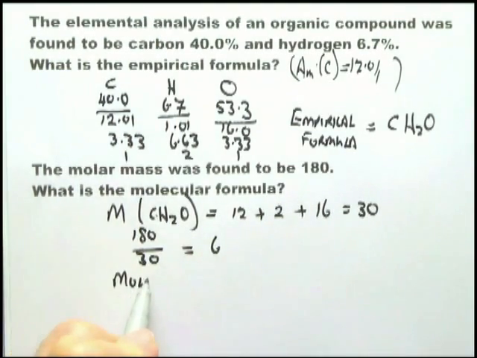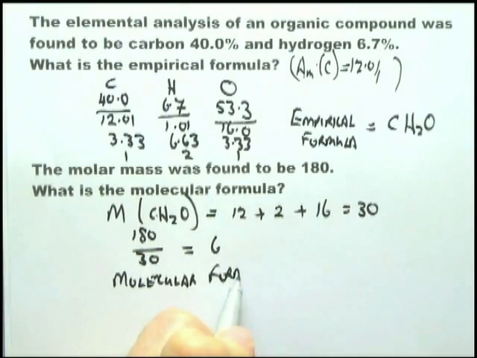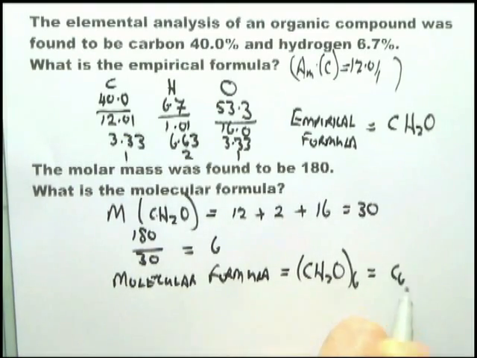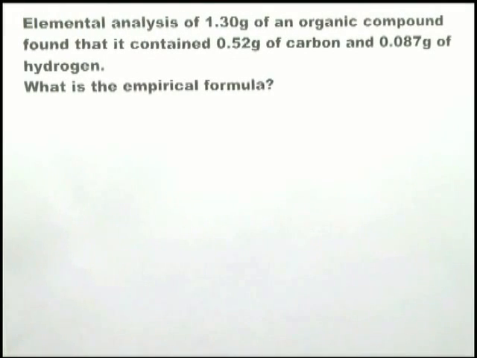Therefore, the molecular formula equals CH2O 6 times, or preferably C6H12O6. That is the answer. This is exactly the same chemical, and this would be the original data from which those percentages were calculated. We can convert those masses into percentages, but we don't have to. We can use them directly as they are.